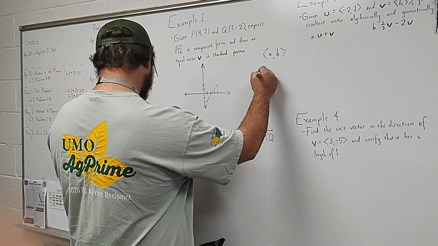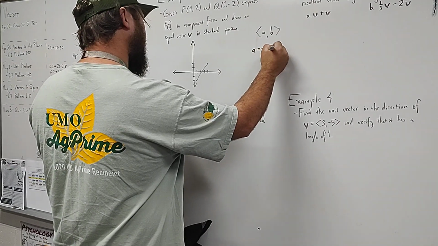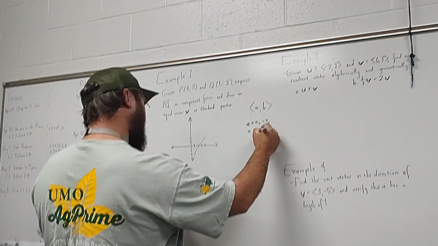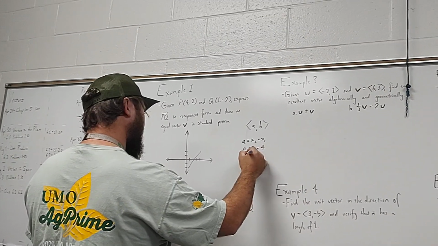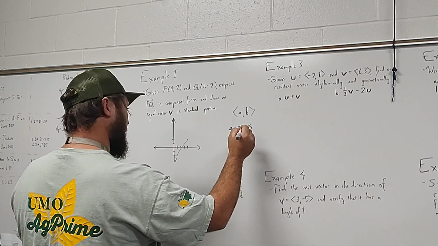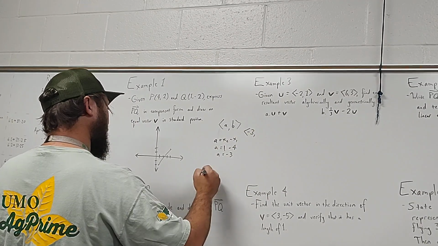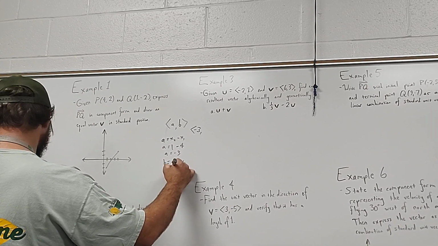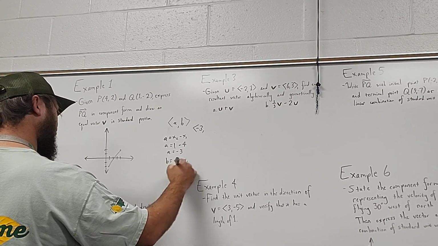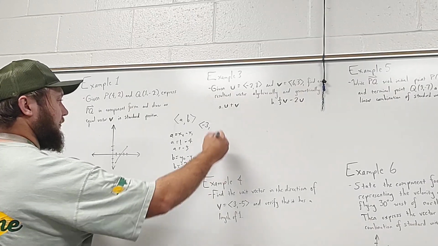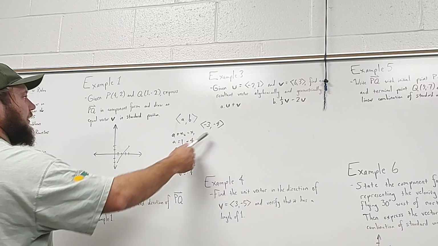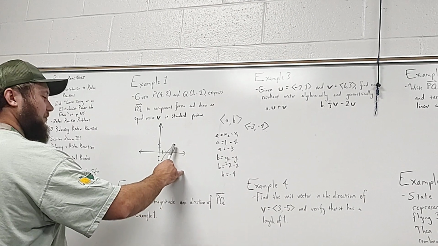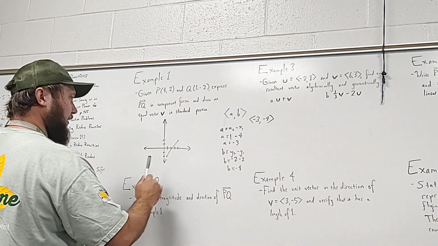So we're going to have a equals x2 minus x1. x2 is 1, x1 is 4, so a is going to equal negative 3. And then b equals y2 minus y1, or negative 2 minus 2, which equals negative 4. So when it says to give the component form, that is what it means. This explains how the point goes from here to here.